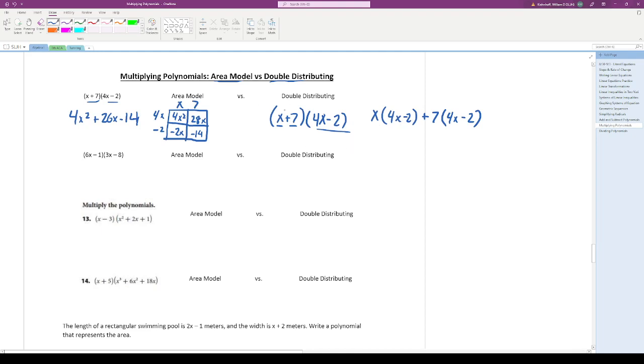So another method you might have seen for multiplying two binomials is abbreviated as FOIL.